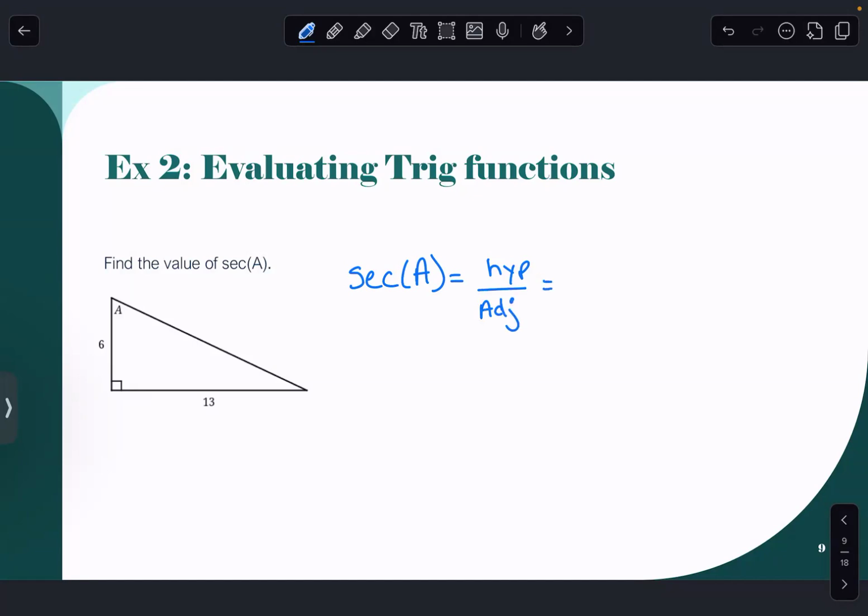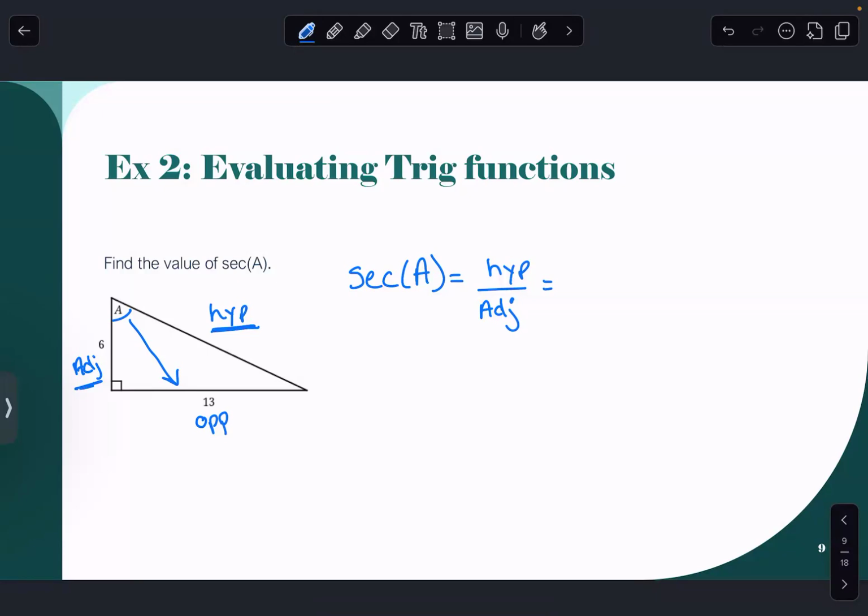Now I need to label my sides so I know what's what. Here's my right angle, which means this is my hypotenuse. I was given angle A, so the side opposite of that angle is called the opposite. And the side closest to that angle is called the adjacent side. So I need this one and this one. Whoa, I ran into a small problem.